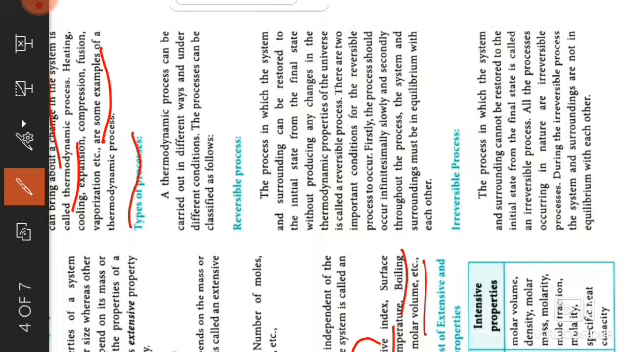So what is meant by reversible process? The process in which the system and surroundings can be restored to the initial state from the final state without producing any changes. Say for example, the product can come back to the reactant without change. That is called a reversible process. There are two important conditions for the reversible process. Firstly, the process should occur infinitesimally slowly, and secondly, throughout the process the system and surroundings must be in equilibrium with each other.